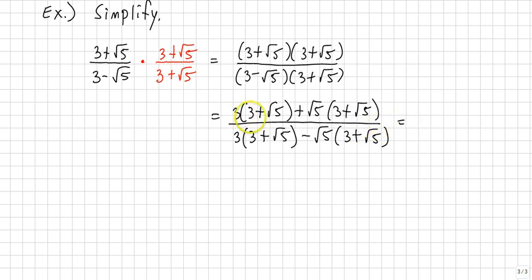Let's see what we get. So 3 times 3 is 9, and then we get plus 3 square root 5. And then square root of 5 times 3 is another 3 square root 5. Square root of 5 times square root of 5 is the square root of 5 squared.